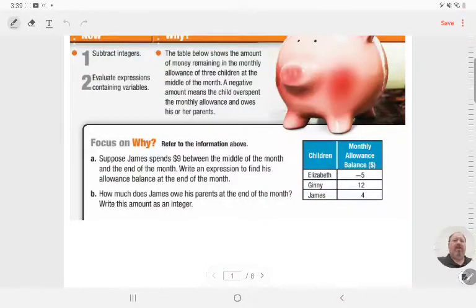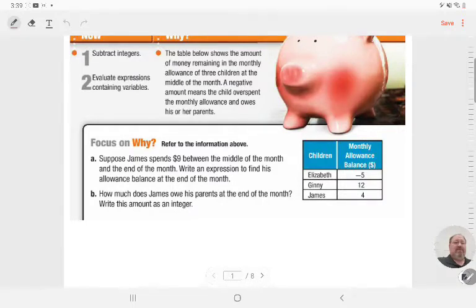All right, so today we're talking about subtracting integers. So we're going to subtract integers and we're going to evaluate expressions containing variables. The table below shows the amount of money remaining in the monthly allowance of 3 children at the middle of the month. A negative amount means the child overspent the monthly allowance and owes his or her parents money.